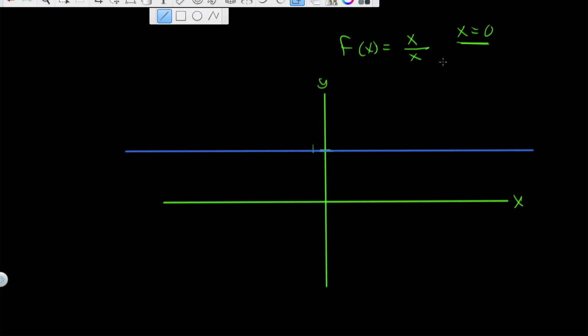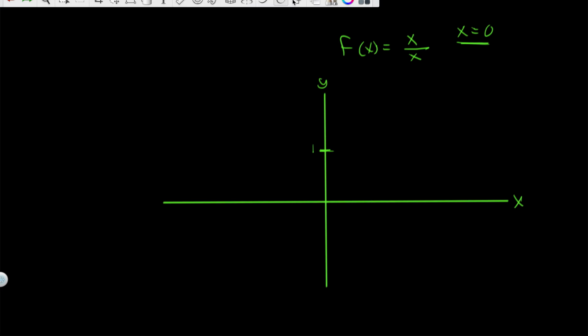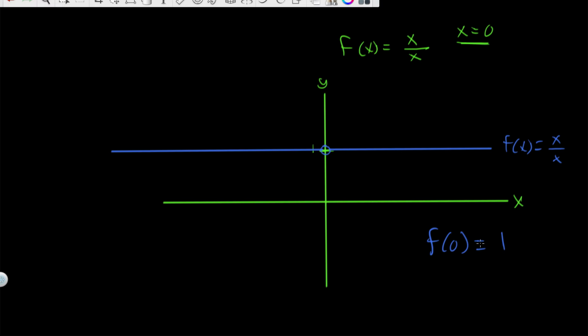But we have to be careful because we defined the domain earlier. We said at x equals 0, this function is not defined. So there's a hole here, and I'm going to represent the hole by drawing a little circle around it. Let's split up the line so we can make clear that there's a hole there, like that and like that, and then draw a little circle. So this is f of x equals x over x, which is 1, except there's a domain issue at x equals 0. We cannot say that f of 0 exists. f of 0 does not equal 1 in this case.